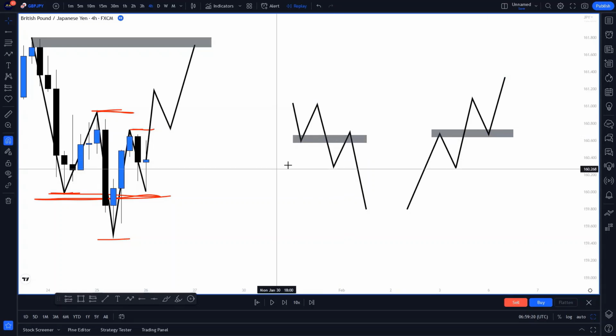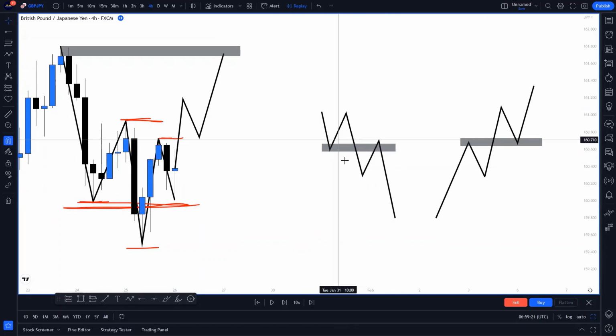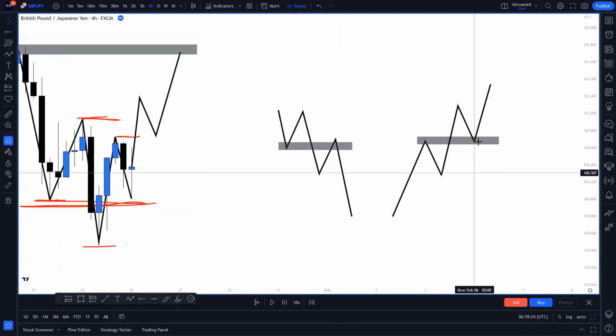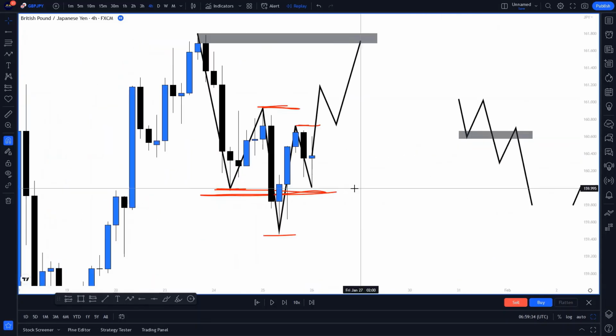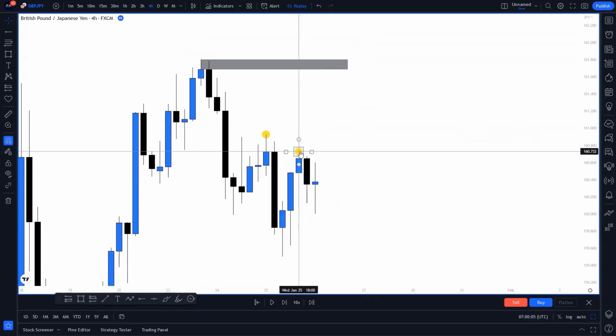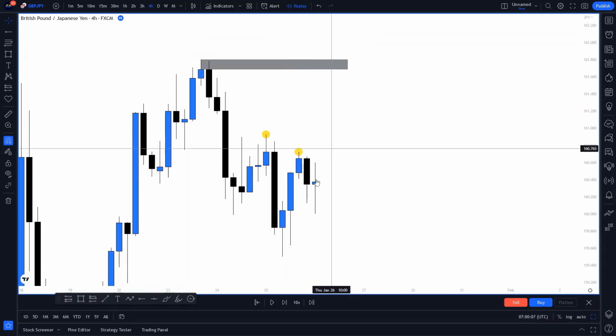So this time, in the first half of the week, we got a break of the uptrend to catch sells. And this time, we're looking for a break of the downtrend to catch buys. So I'm going to tidy this up a little bit. But if we break one of these, we are then looking for buys.